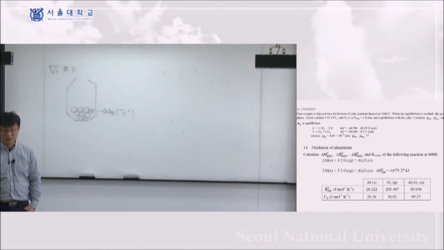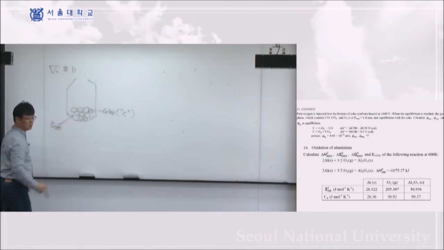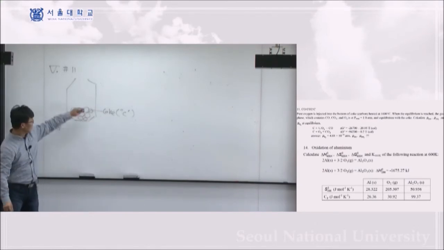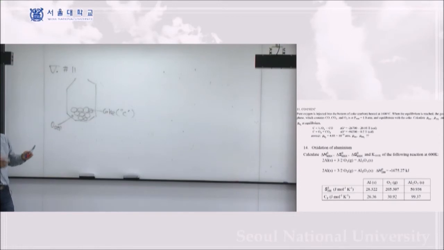Okay, so it's a pure carbon, active carbon source for the chemical reaction. And then now I'm injecting oxygen gas here. Then in this reactor, they produce lots of CO gas phase. In iron making, that CO gas is actually reacting with the iron oxide.